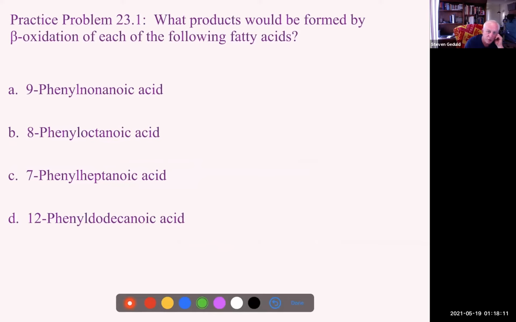So what products will be formed by beta oxidation of each of the following fatty acids? We can write down each one. 9-phenyl nonanoic acid, that's a phenyl group and 9 carbons. 8-phenyl octanoic acid, 8 carbons, number 8 has a phenyl group. 7-phenyl heptanoic acid and 12-phenyl dodecanoic acid. So let's do the first one.